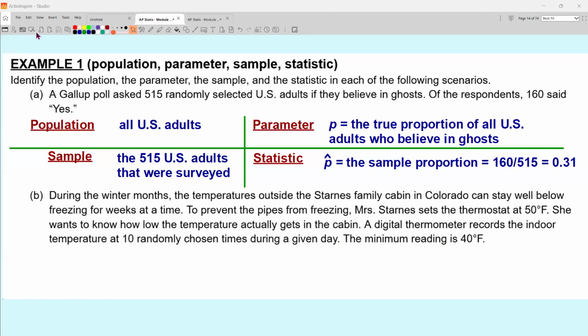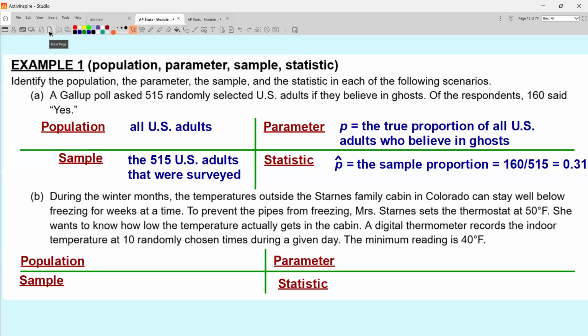Let's see if we can identify our 4 things. So we're going to write our chart. And in this case here, we're talking about measuring the temperature, but we're measuring it at different times. So she sets the thermostat at 50 degrees Fahrenheit. She wants to know how low the temperature actually gets in the cabin. A digital thermometer records the indoor temperature at 10 randomly chosen times during the day. So this part's important. And so our population is going to be dealing with the times, all times in a given day in this case.